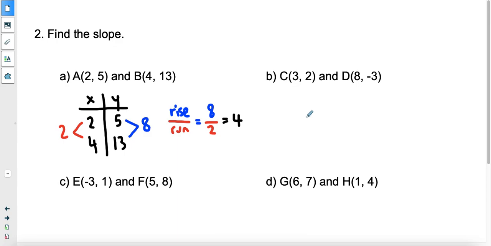Next one, we want to find the slope between the points (3, 2) and (8, negative 3). So we're going to do the exact same thing, right? We're going to create a table and use this table to find the slope between these 2 points. Now, I can see my x values here are 3 and 8, and my y values are 2 and negative 3.